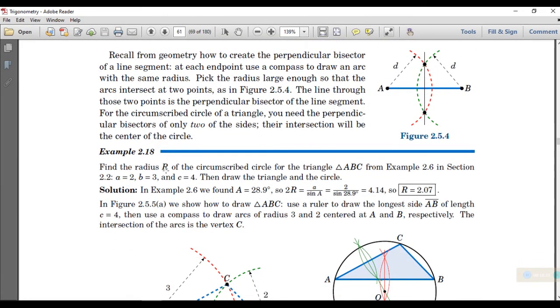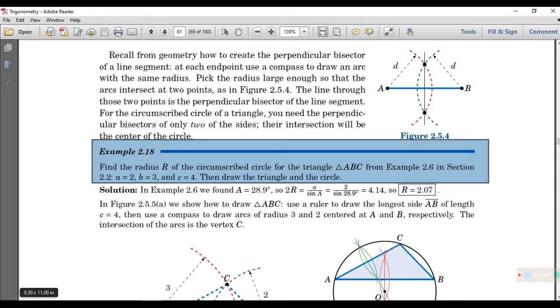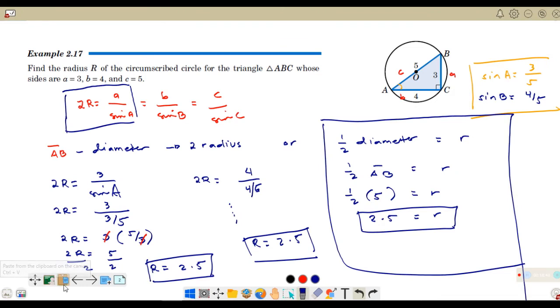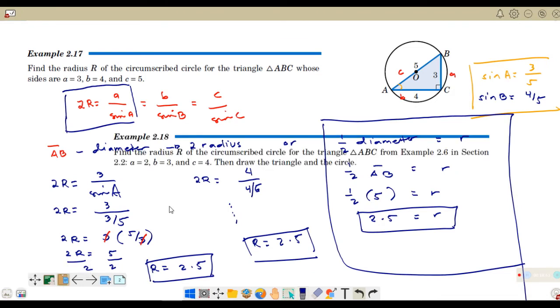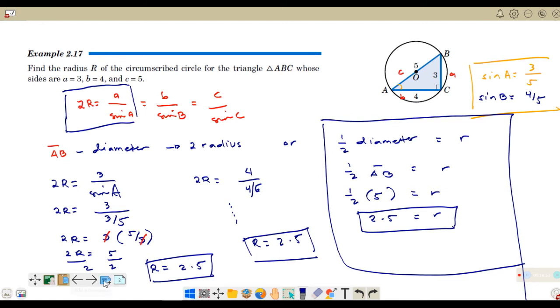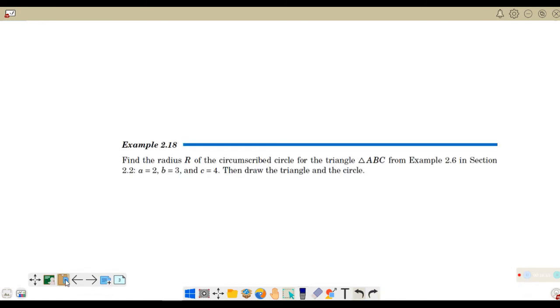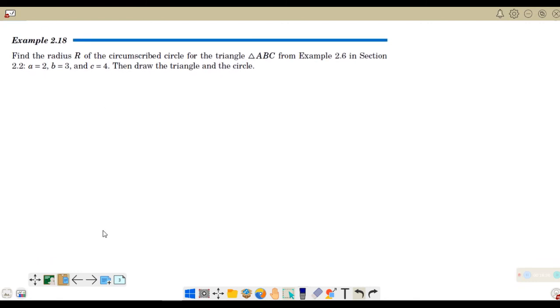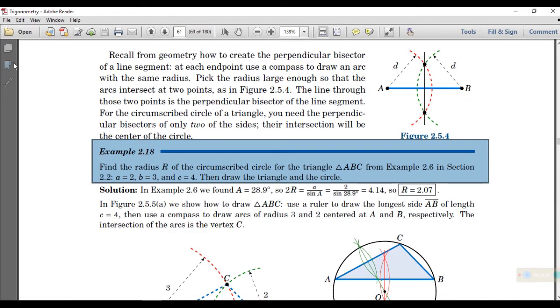So, find the radius R of the circumscribed circle of the triangle ABC from example 2.6 in section 2.2, wherein A is equal to 2, B is equal to 3, and C is equal to 4. If I'm not mistaken, di ko ito ipinakita sa inyo. Kasi case 4 yata ito eh. Di ba selected examples lang yung pinapakita ko. Selected topics lang.